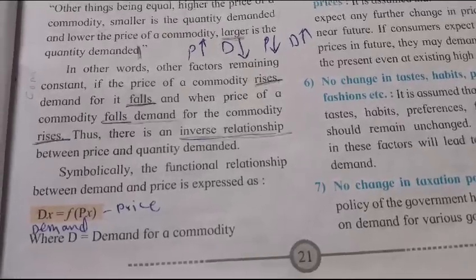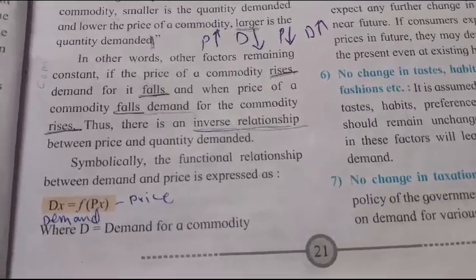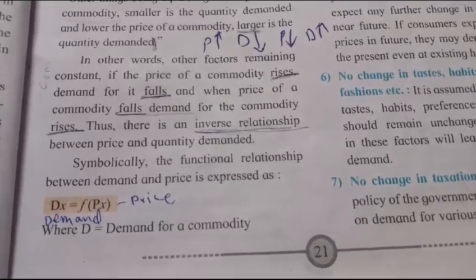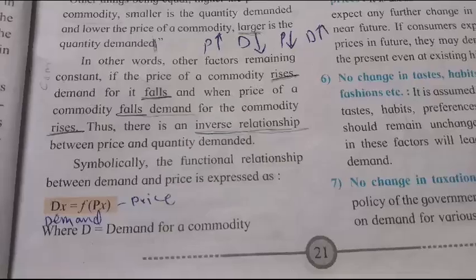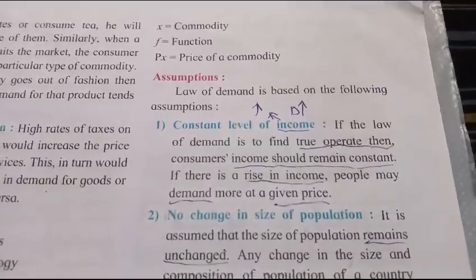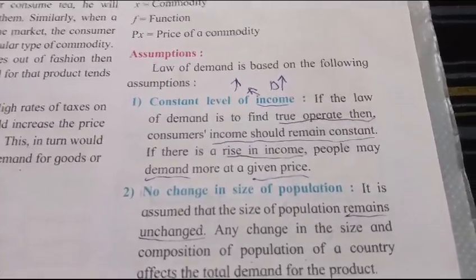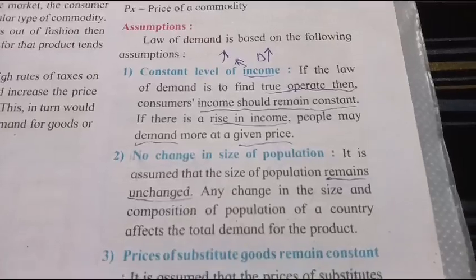Symbolically, the functional relationship between demand and price is expressed as Dx = f(Px), where D is demand for a commodity, x is the commodity, f is the function, and Px is the price of the commodity.